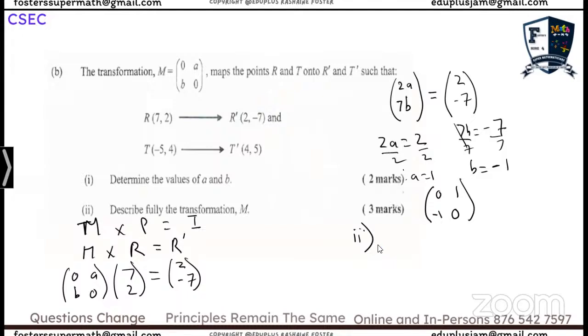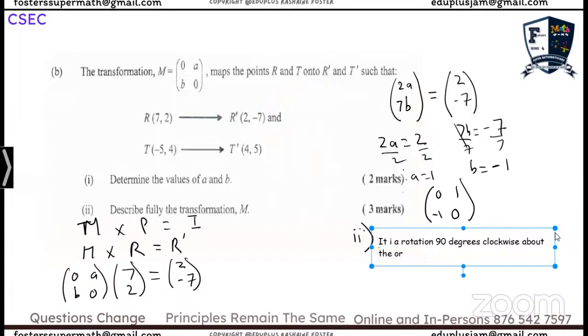What type of transformation is it? That's the first thing. It's a rotation. 90 degrees clockwise, or 270 anti-clockwise, about the origin. That's how you would say it. So it is a rotation 90 degrees clockwise about the origin.